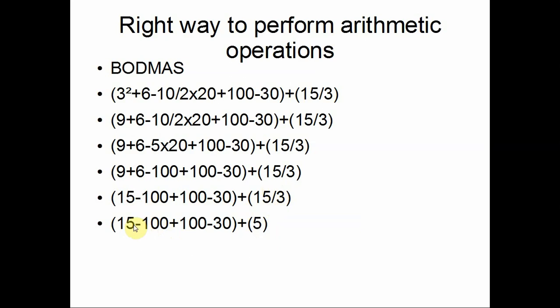Now let's try to add 15 to 100. This gives us 115 minus 100 plus 30, which gives us minus 130 plus 5, of course. The final simplification is we subtract 130 from 115, which gives us minus 15 plus 5, and the final value of this expression is minus 10.